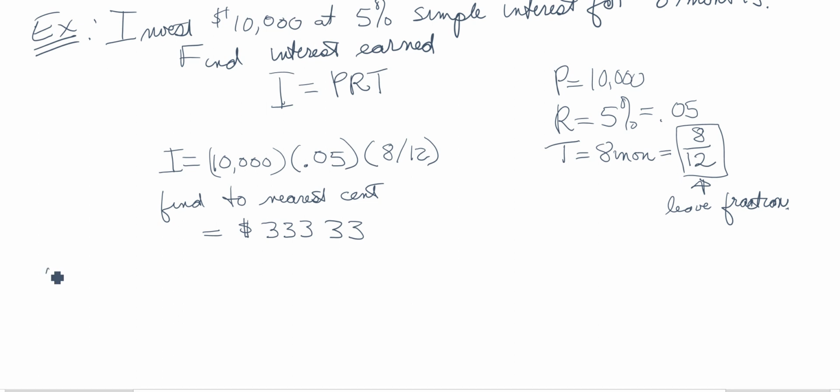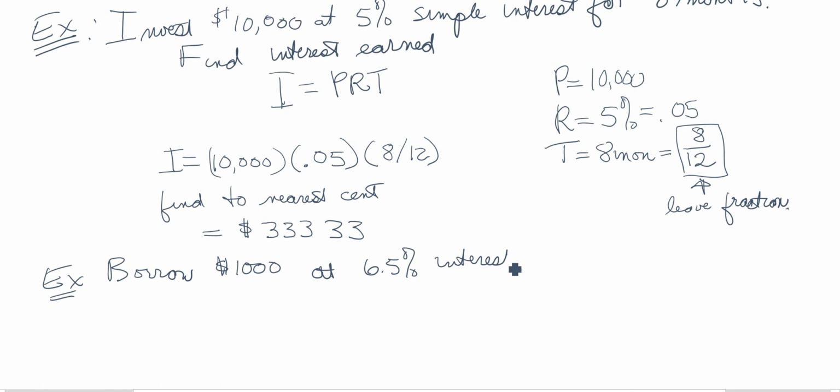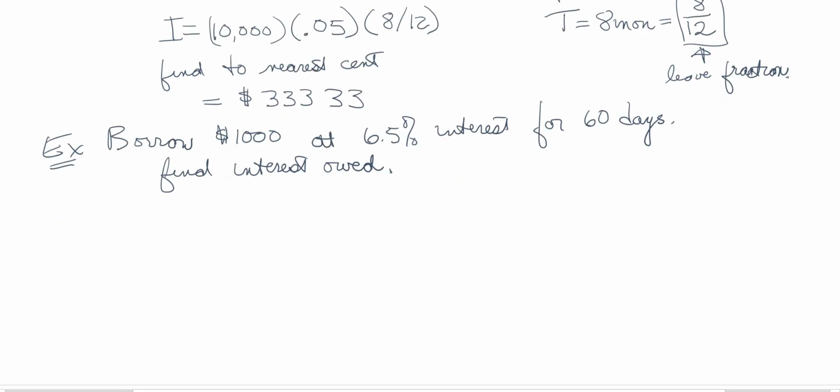Next example. This time, let's say we borrow $1,000 at 6.5% interest for 60 days. We want to find the interest owed. Well, this one has a couple of things going on.